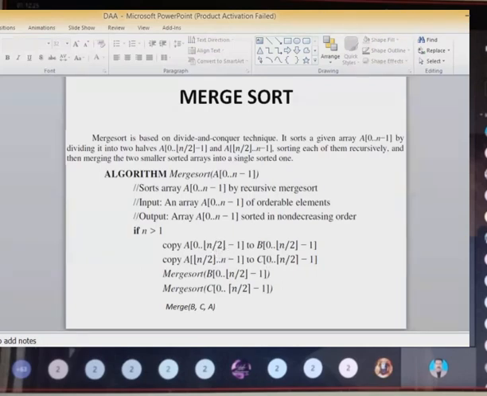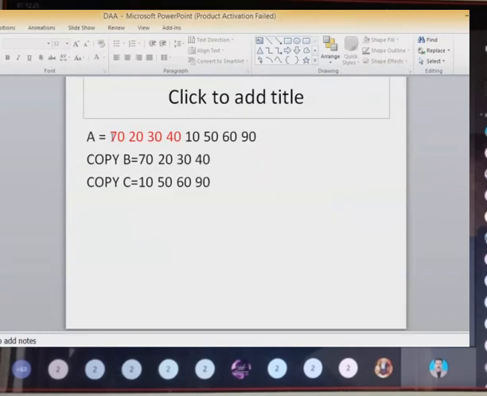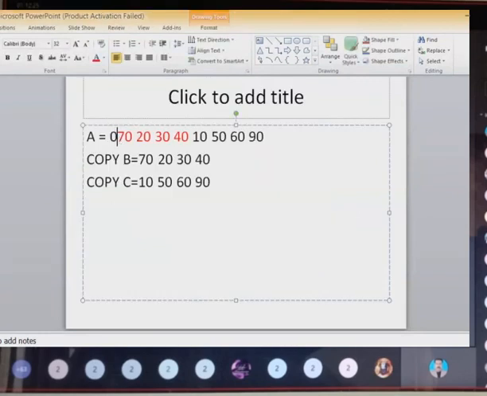n by 2 minus 1. So the first element is 0. The last element is n, right? So this middle element is what? n by 2. Okay. Consider this 10 is n by 2, n divided by 2. The middle element is n by 2.